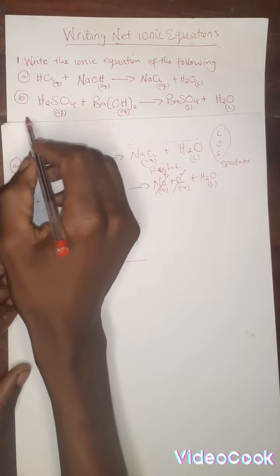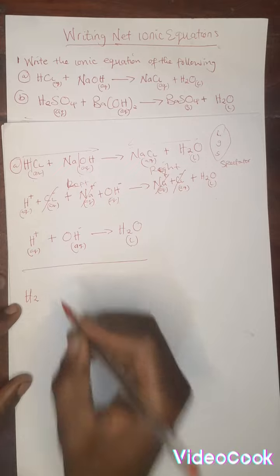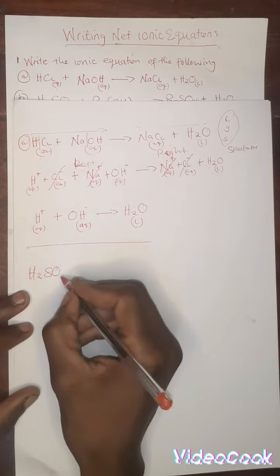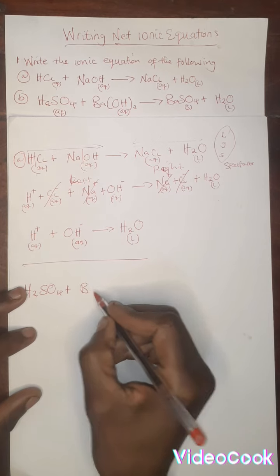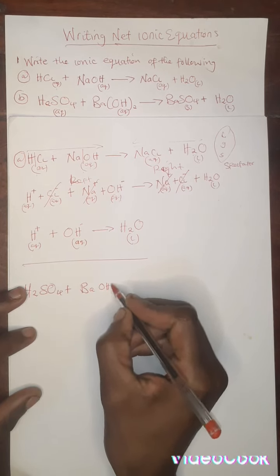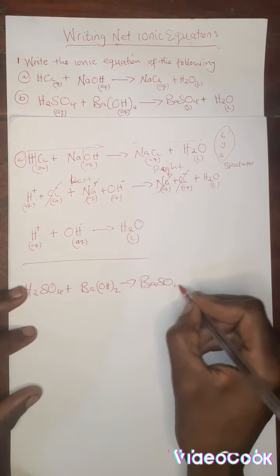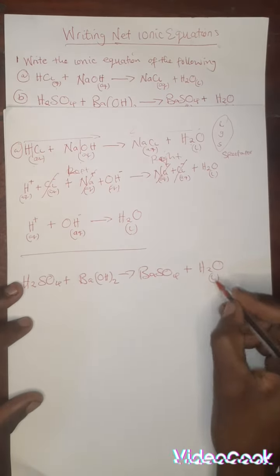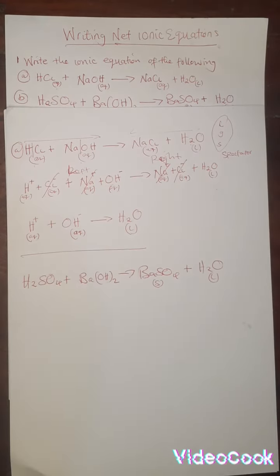Okay, quickly let me also go through the second one. B, we have sulfuric acid plus barium hydroxide to produce barium sulfate plus water. So this is a liquid, barium sulfate is a solid. The state symbols will become easy when you do salts, because the types of salt will help you to know the state symbol.